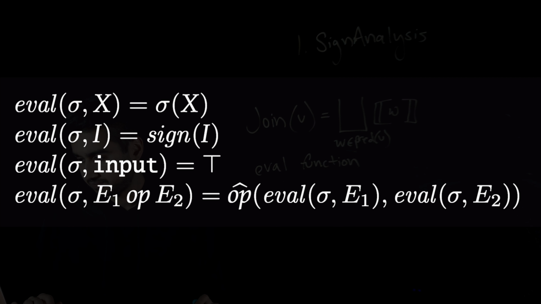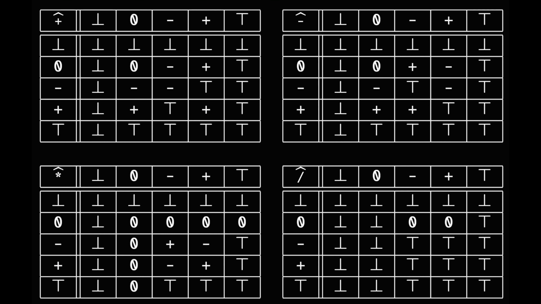We use these tables to abstractly combine values. Each rule makes sense intuitively. For example, if our expression was e1 plus e2 and we didn't know the sign of e1 and we didn't know the sign of e2, we wouldn't know the sign of the expression as a whole. On the other hand, if we knew that e1 and e2 were both positive, we would know that the expression as a whole is positive.